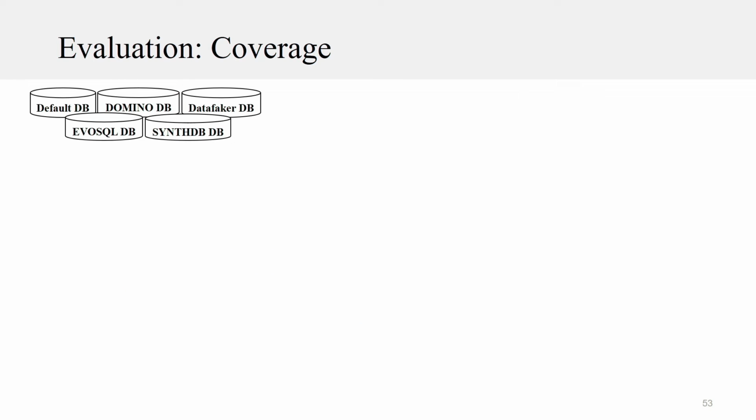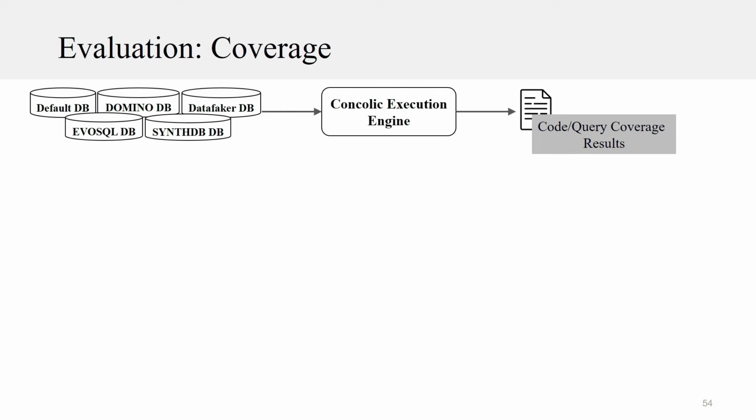We first collect the databases generated by SynthDB and the other state-of-the-art techniques. Here, the default DB means the database instance that is set up automatically after the installation. We then feed those databases with the source code to our concolic execution engine. We then measure the code and the query coverage.